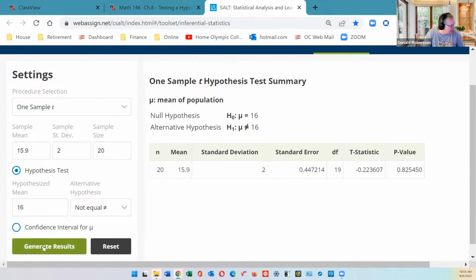And then I just generate the results, and there's my null and alternate. The one that I'm really interested in is the p-value. And in this case, the p-value is a ridiculously big number, which is fine. It is what it is. So I'm now going to go back and look at how do we interpret that.